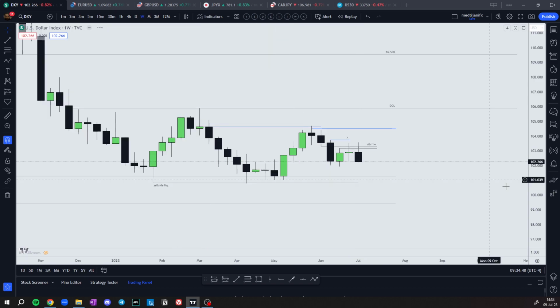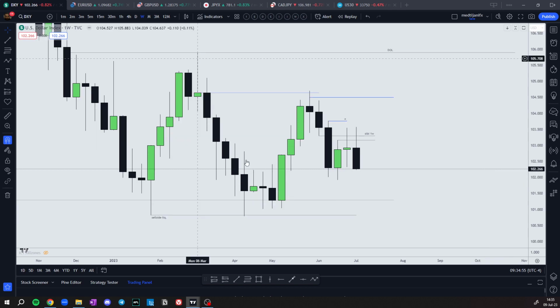On the weekly time frame, what we are seeing is that price has retraced to the premium of this range from this high to this low.